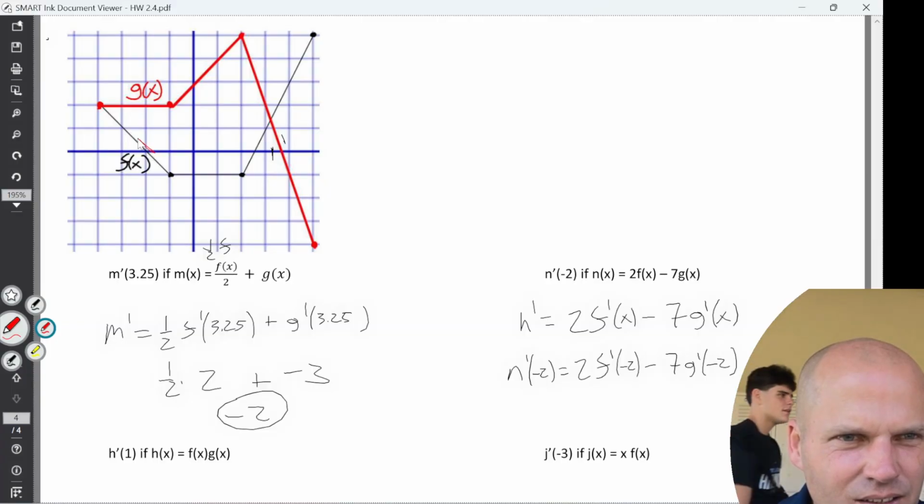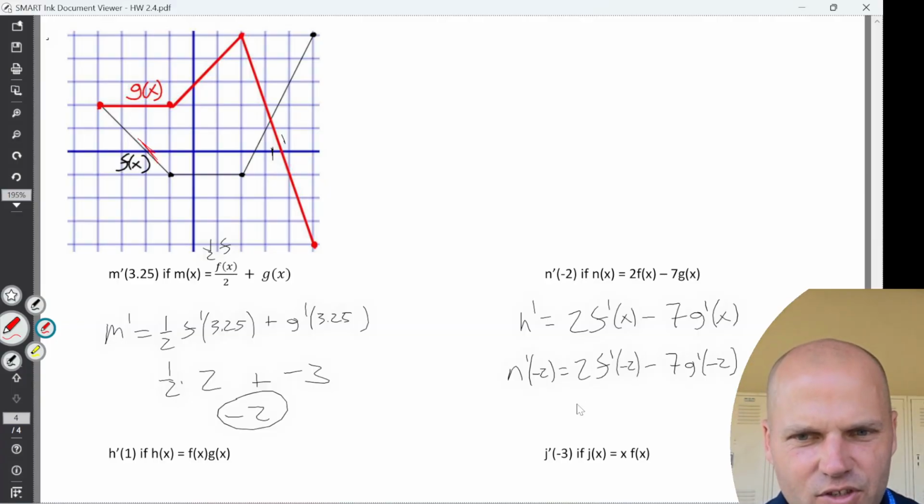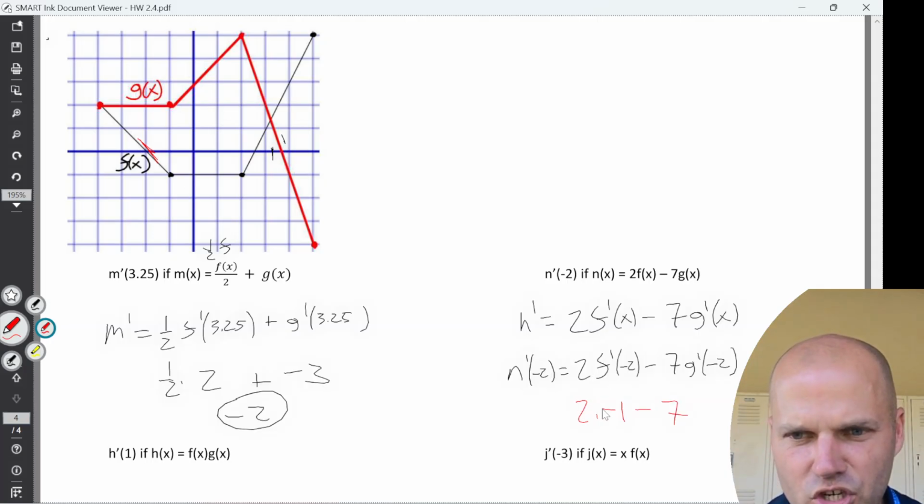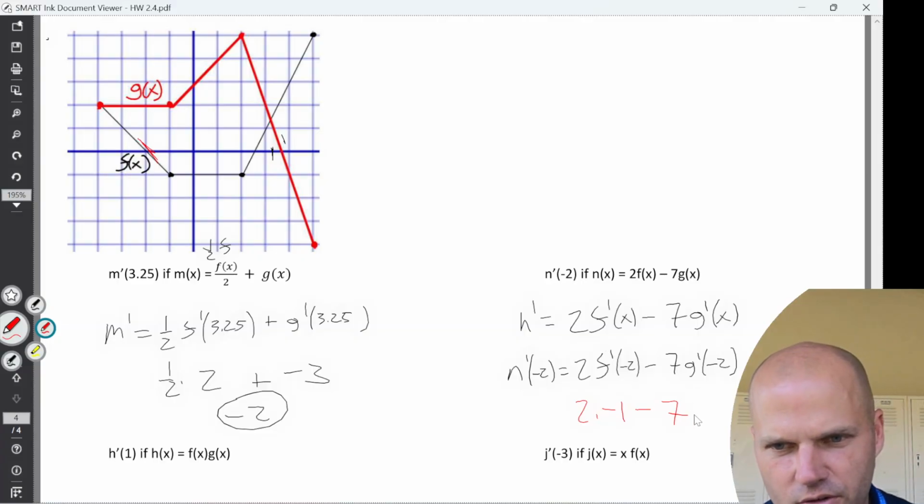I think so. F prime of -2 is the slope of f at -2. That slope is -1. G prime of -2 is the slope. Oh, that's 0. That's nice.